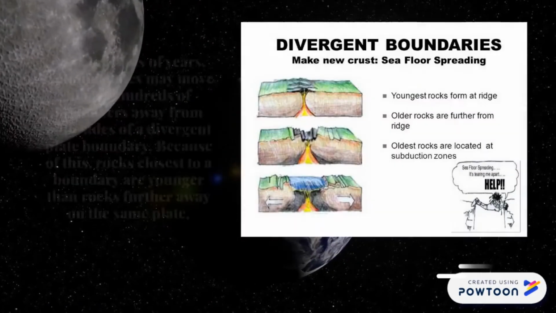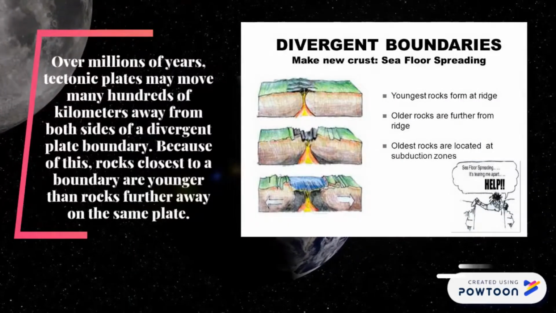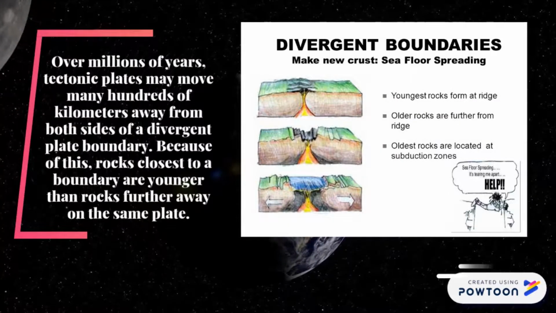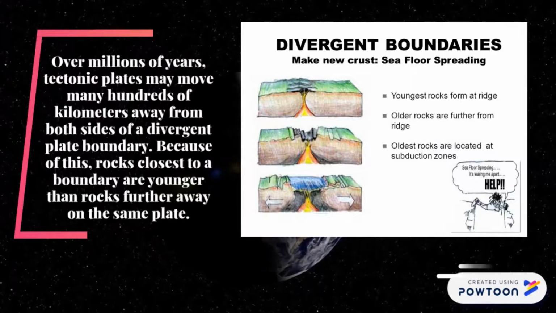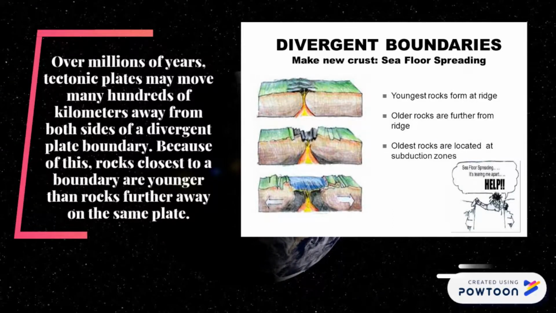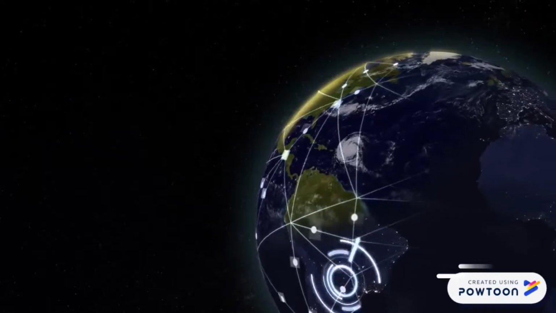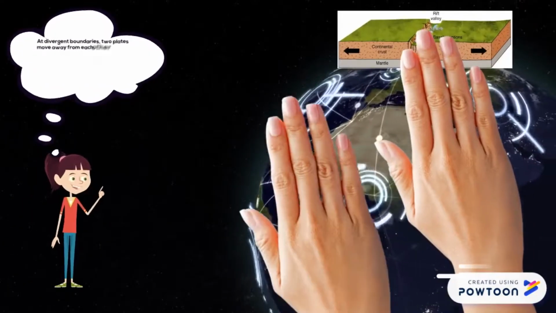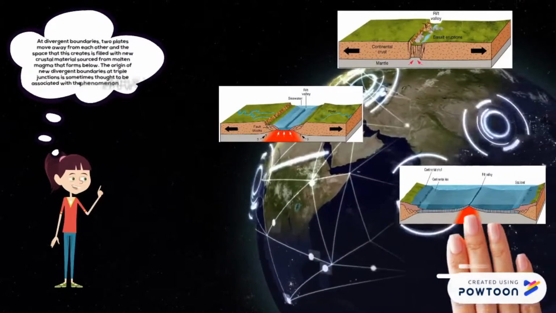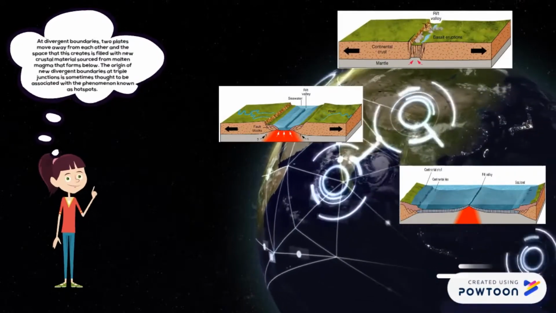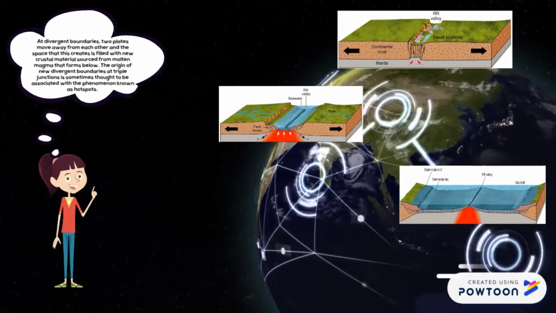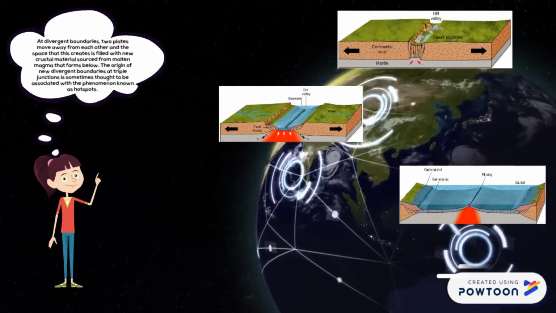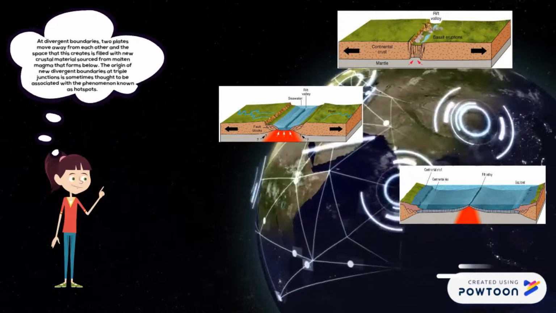Over millions of years, tectonic plates may move many hundreds of kilometers away from both sides of a divergent plate boundary. Because of this, rocks closest to a boundary are younger than rocks further away on the same plate. At divergent boundaries, two plates move away from each other, and the space that this creates is filled with new crustal material sourced from molten magma that forms below.